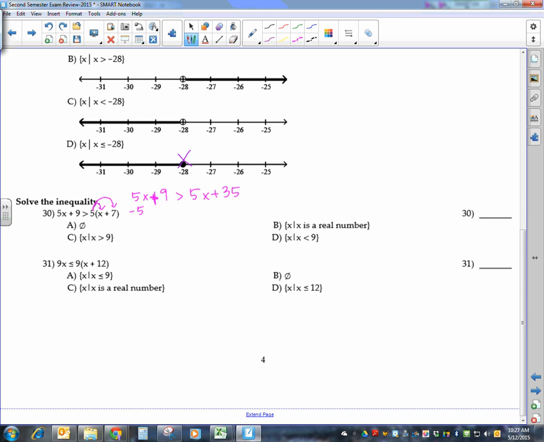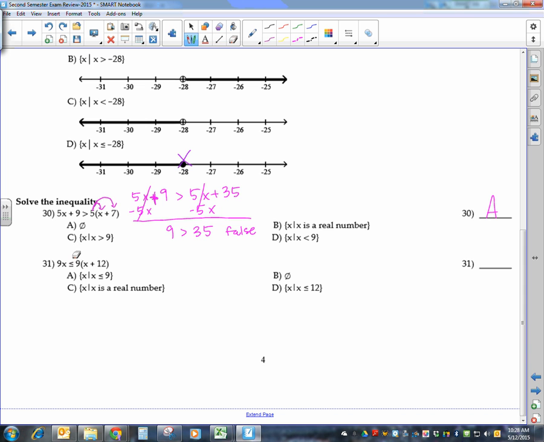So I've already simplified both sides, and I'm going to collect my variables. If you notice, they fall out on both sides. Is 9 greater than 35? It is not. It's a false statement, which means my answer will be no solution.